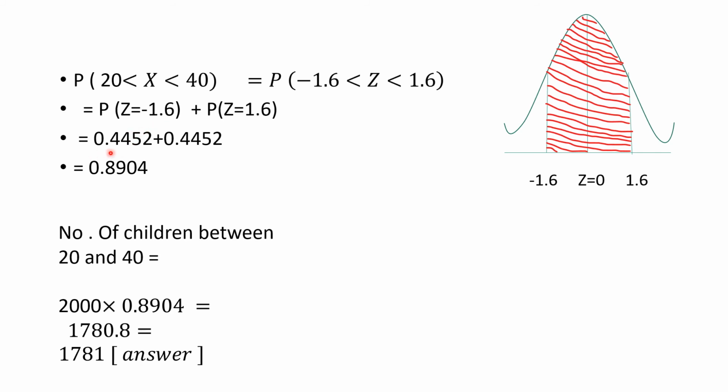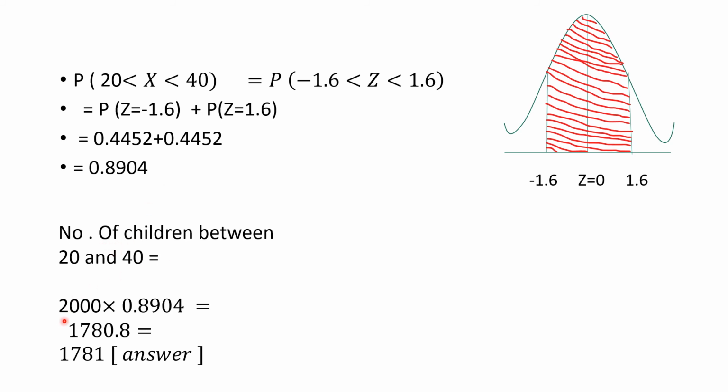So, your answer comes out to be 0.4452 plus 0.4452. Answer is 0.8904. So, this is the probability. But the question was asked, how many children will be there between 20 and 40? So, the number of children you have to calculate.